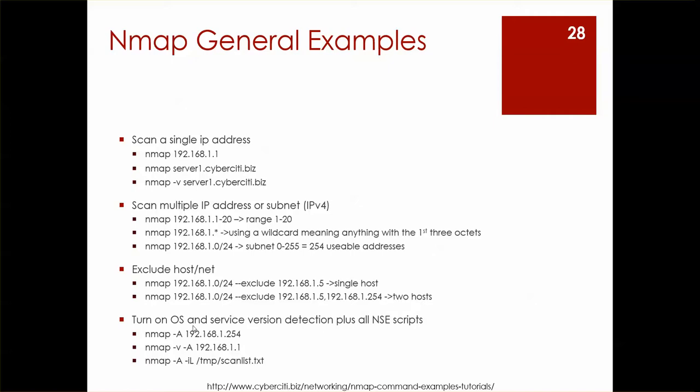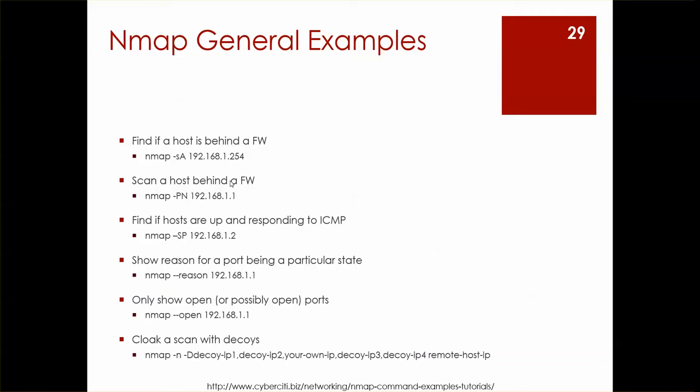Turn on the operating system and service versioning detection. We can use the -A, which is a very aggressive scan. It includes script scanning, so there's potential for detecting different vulnerabilities. Or we can use some other examples. To find if a host is behind a firewall is basically the ACK scan. To scan a host behind a firewall is the -PN option. Just different examples of scanning.